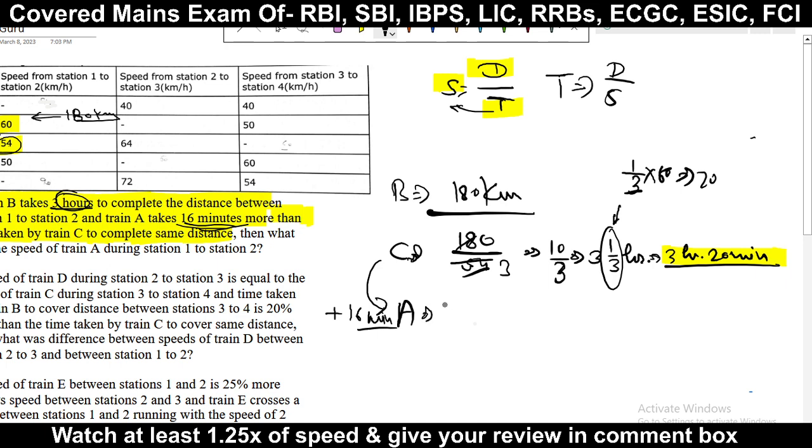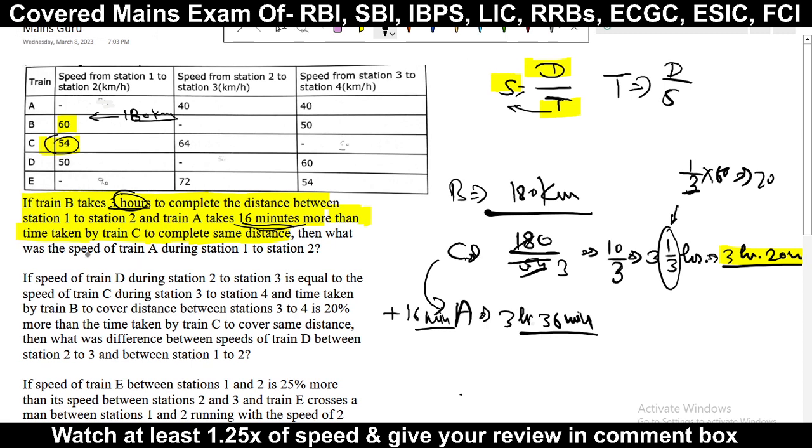Now we want A's time. So how much time will A take? It will take 3 hours and 36 minutes. 3 hours 36 minutes. So we will now use this time to calculate the speed of A.